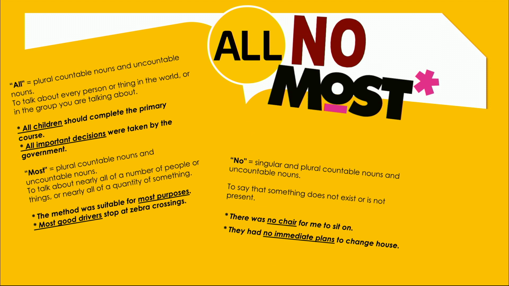How do we use no? We use no with singular and plural count nouns and uncount nouns. We use no to say that something does not exist or it is not present. There was no chair for me to sit on. That's an example. Or, they had no immediate plans to change house.